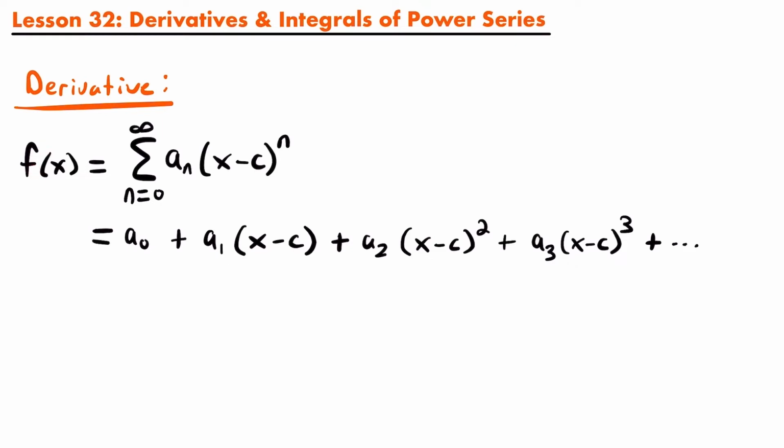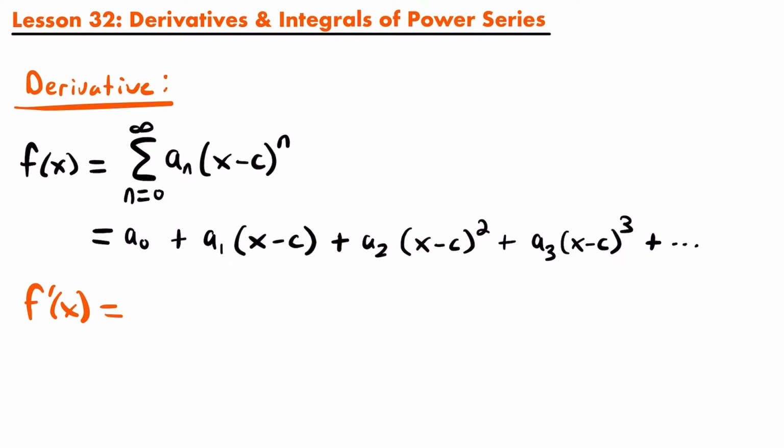If we want to find the derivative f prime of x of a power series, what we can do is take the derivative of each of these terms individually. It's important to note that a sub 0, a sub 1, a sub 2, and a sub 3 are all constant values. If we're taking this derivative with respect to x, then all of these values that are dependent on n are just going to be constants. The only part of these terms that we are going to treat as a variable is x.